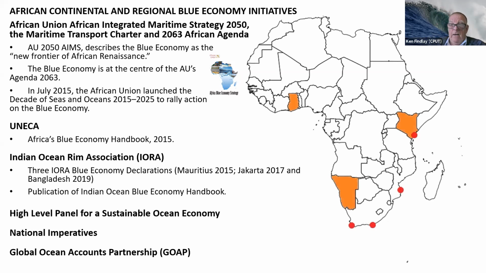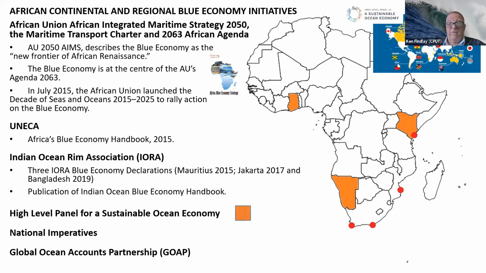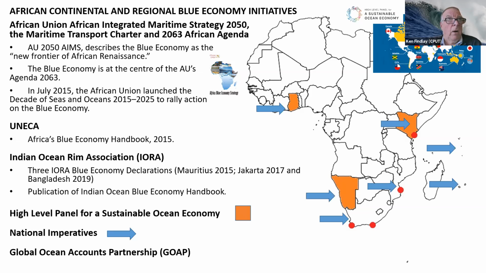So basically 3 African nations in orange there are members of the high-level panel for sustainable ocean economies. All 14 member nation heads have agreed to incorporate ocean accounting into their ocean governance processes by 2025. And there are a number of national imperatives, which Ty talked about earlier, where countries are advancing, particularly ocean economy, blue economy and ocean economy development processes.